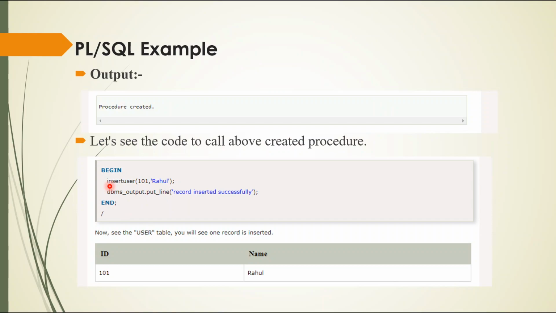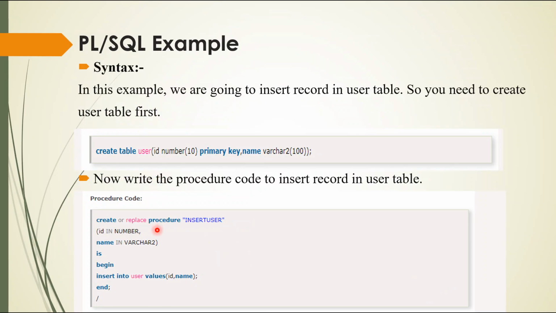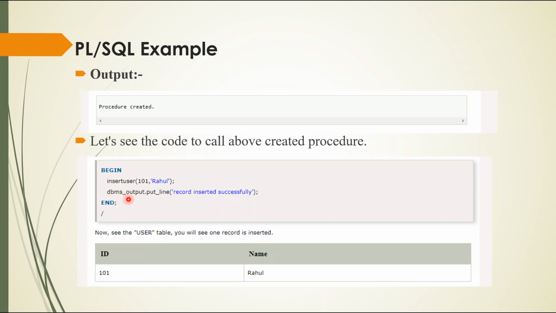So here I write insert_user, my procedure name, and in bracket I have to provide the values for those parameters. So 101 is my id and Rahul is the name. So like this we have to call the procedure. After that calling, our procedure is called here. Then dbms_output.put_line, record inserted successfully. This message is displayed at the output. Okay, so this is the end. So after that the data 101 and Rahul is inserted in the table, that is our output, id 101 and name Rahul. So this is the concept of inserting data using a procedure.